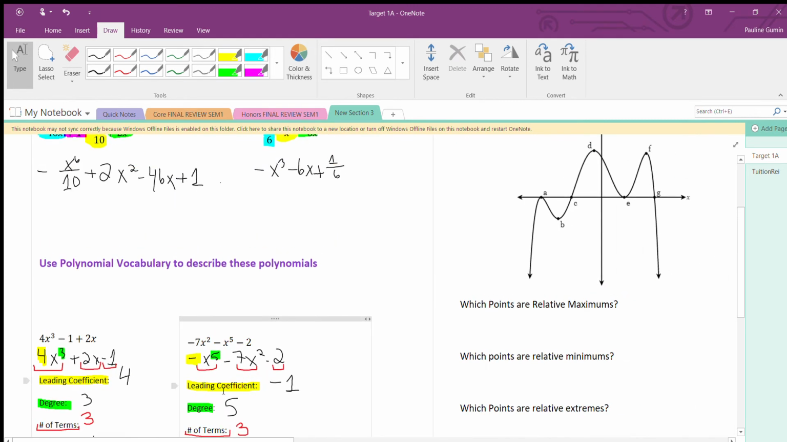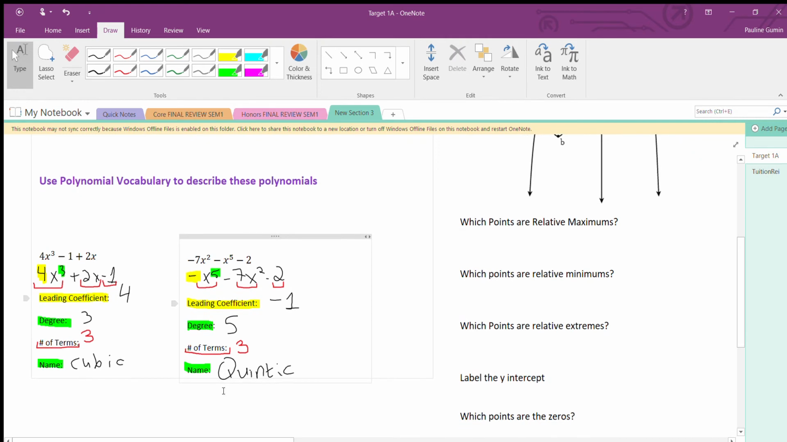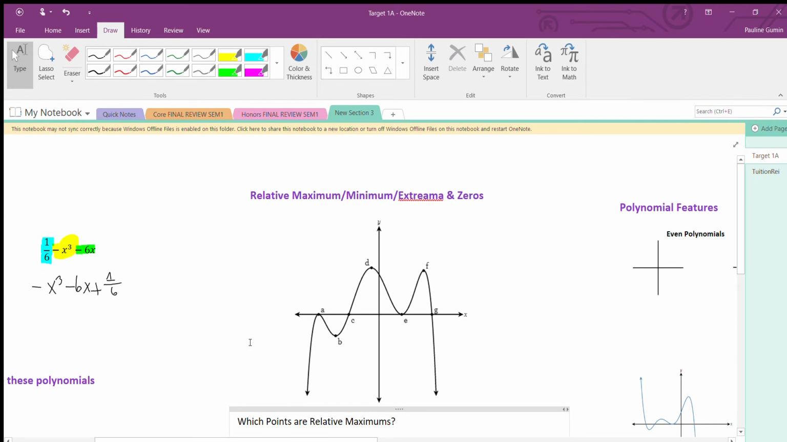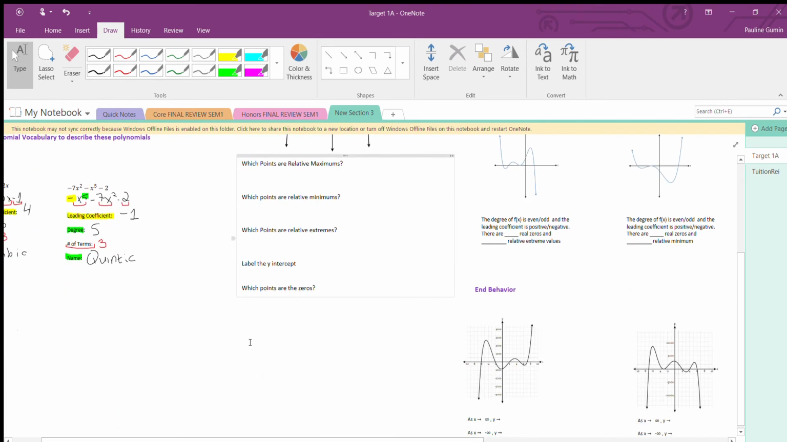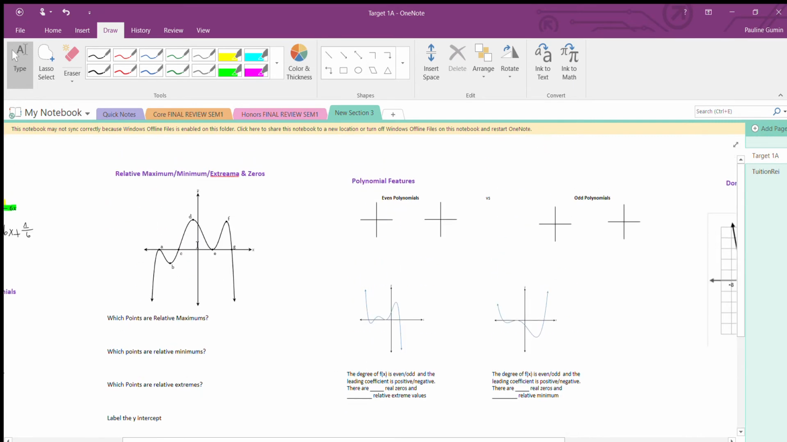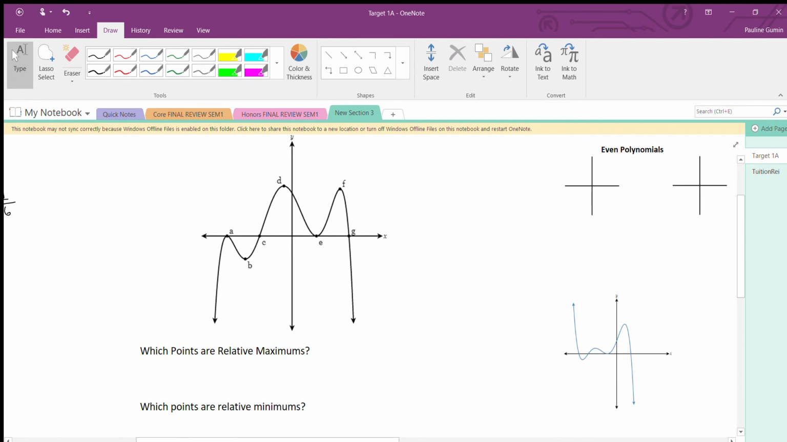Okay. Once we were able to name all of our parts of the polynomial, we can start talking about it a little more. So this is what we did. We started talking about, just making sure I didn't leave myself any work down here. Nope. Okay. We started talking about the relative maximums, minimums, extremums, and zeros. So a little bit more vocabulary, but applying it now to a graph.